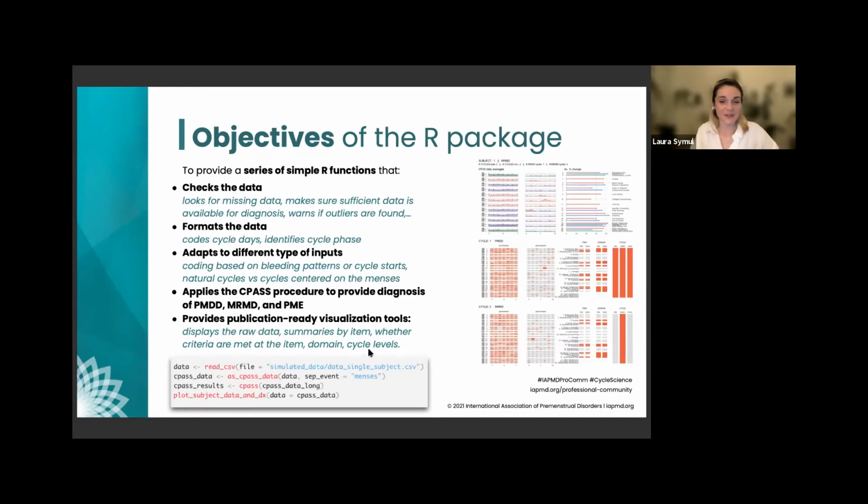And finally, I really love data visualization, and I think it also is important to have tools that provide publication-ready visualizations. Here you can see, very small on the side, one of the visualizations where on the top we can see some of the summary output of the CPASS. So we can see for each item how much was the percent change that Tory just explained, and then also have a quick glance of the raw data and see which items met criteria for PMDD or for PME, and at the cycle level, which cycles met criteria for these diagnoses.